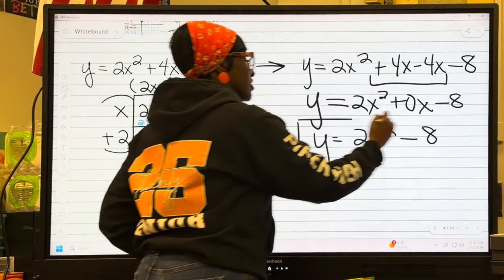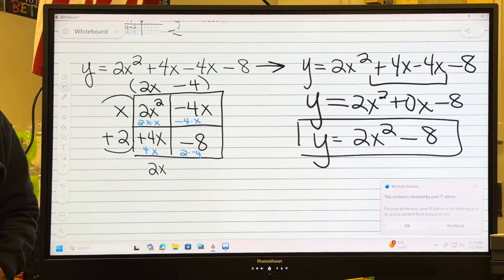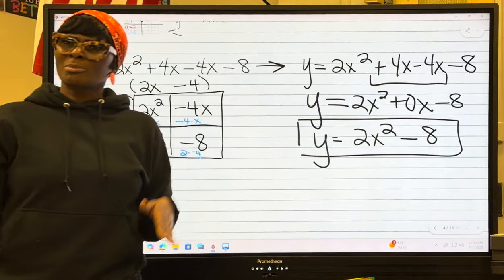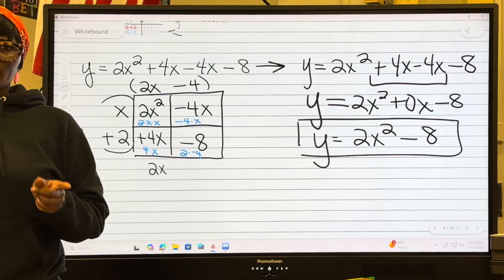What if you saw it this way? What is your A? 2. What's your B? 0. Still 0. How do I know that? Because I don't see an x, so that means my coefficient must have been 0, right? And what's my C? Negative 8.